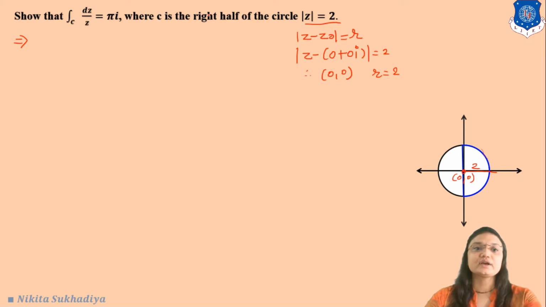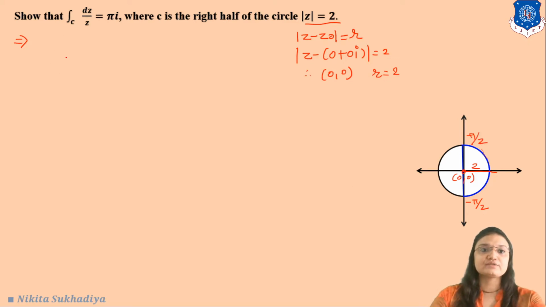Okay, so here we have to evaluate this integration on the right half of the circle. So this is our right half of the circle, I am indicating it with a blue line. Okay, so for the right half of the circle our limit will become minus pi by 2 to plus pi by 2. Okay, so here we have the question: prove that the integration of dz by z is equal to pi i. Okay, so let us prove it.